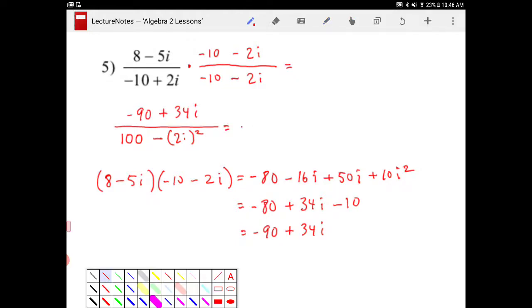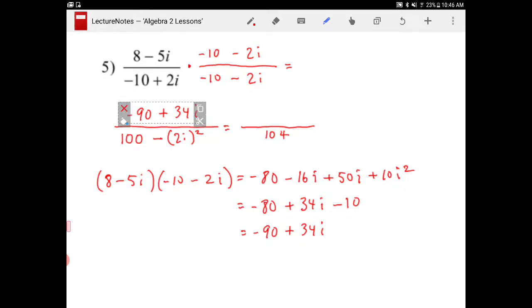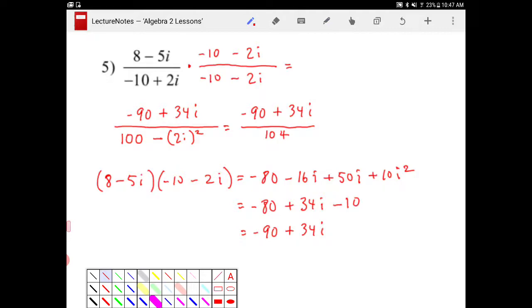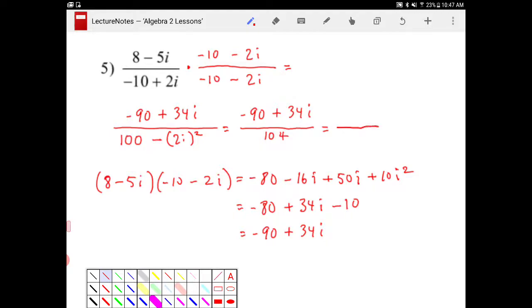And the denominator reduces down to 100 minus negative 4, or it's just 104. So it's this. And just looking at this a little further, I noticed that there is a common factor of 2. So the denominator becomes 52, and the numerator becomes negative 45 plus 17i. So that's my final answer there.